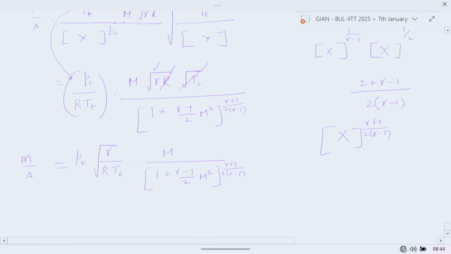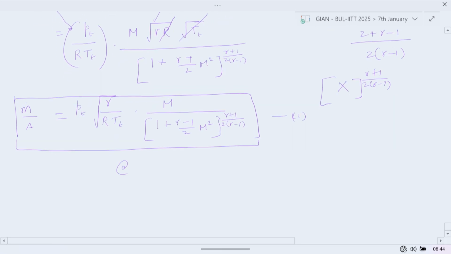So this is the mass flow rate per unit area. If I call this equation 1, then at critical condition, normally the critical condition is at the throat where M is equal to 1, then equation 1 reduces to the form m dot by A star, which is equal to Pt square root of gamma by R Tt, 1 divided by gamma plus 1 by 2, to the power gamma plus 1 by 2 into gamma minus 1.